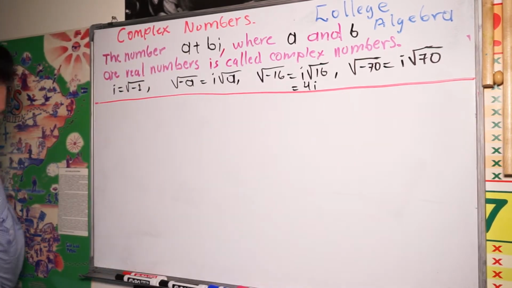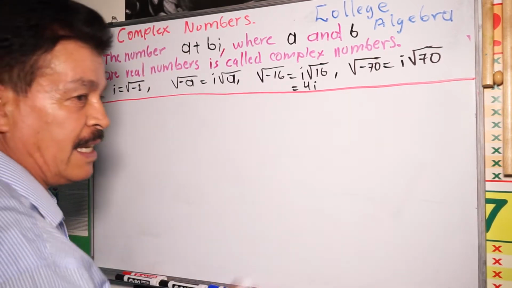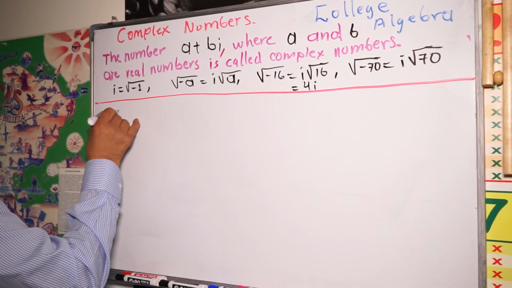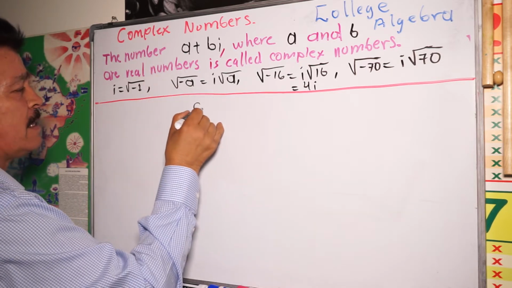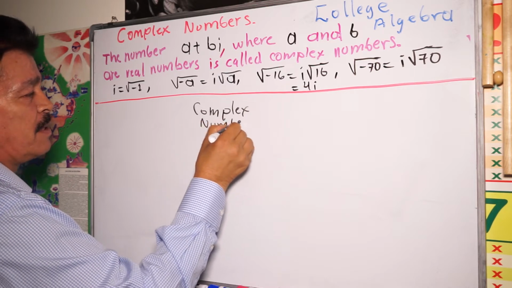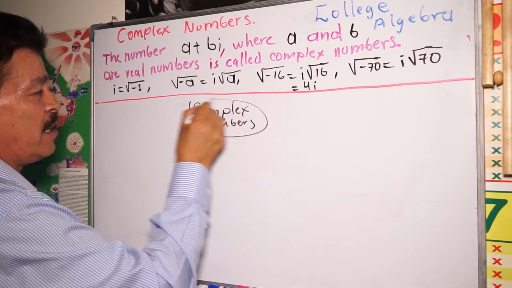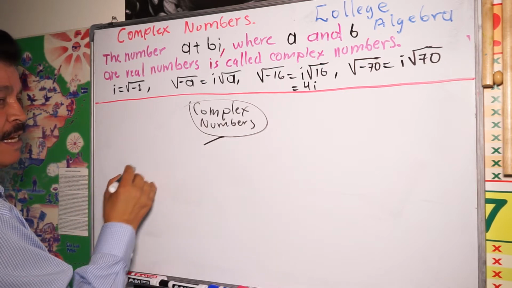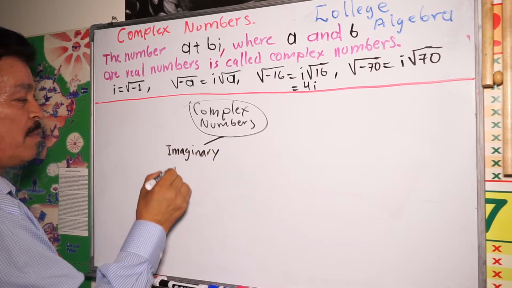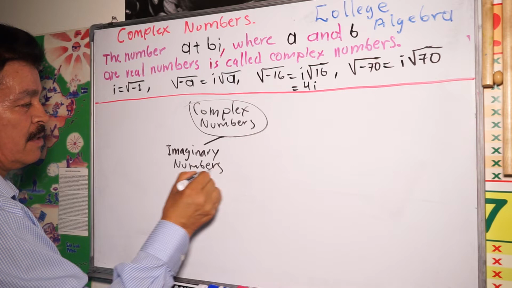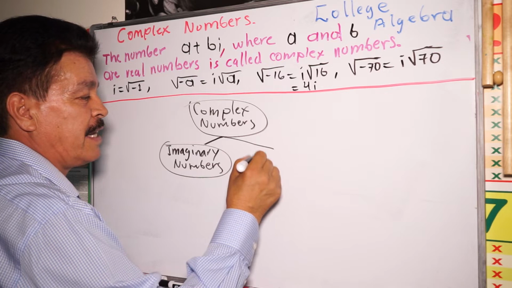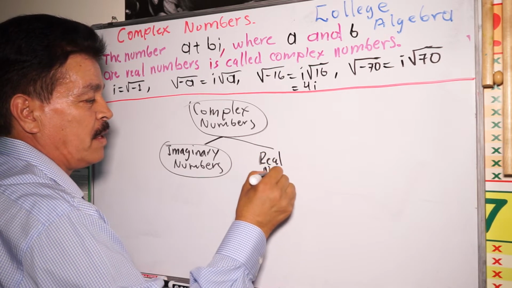Okay, I'm going to remind you of some ideas. For example, what is a complex number? I'm going to make a tree right here. Complex numbers. All right, you have complex numbers right here, and then this divides into imaginary numbers. All right, and then on the other hand, real numbers.